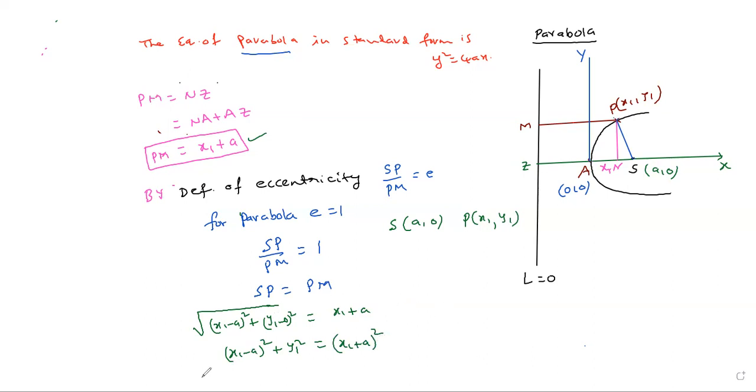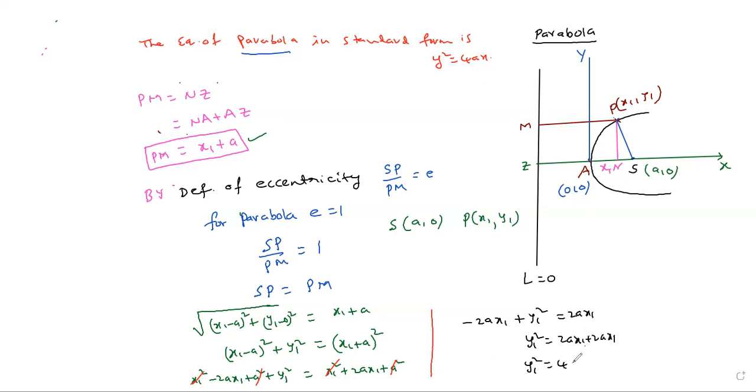ఇప్పుడు సింపుల్ గా ఎక్స్పాండ్ చేయండి. (x1 minus a) whole square expansion, x1 square minus 2ax1 plus a square plus y1 square is equal to (x1 plus a) whole square expansion, x1 square plus 2ax1 plus a square. Okay, so ఇప్పుడు సేమ్ టర్మ్స్ x1 square cancel, a square and a square cancel. The final remaining part ఏమేమి ఉన్నాయి చూడండి. Left side you have minus 2ax1 plus y1 square is equal to 2ax1. Then you can write y1 square is equal to 2ax1 plus 2ax1. That is y1 square is equal to 4ax1.